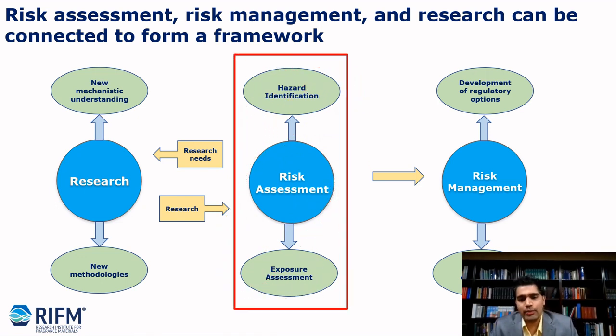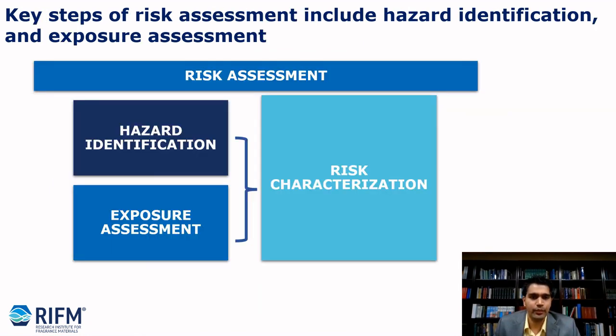As this presentation is mostly about risk and hazard, for the rest of my presentation, I'll be focusing on the middle portion highlighted in red, which is hazard identification and exposure assessment. So the key steps of risk assessment include hazard identification and exposure assessment. As mentioned earlier, hazard identification is basically trying to identify cause and effect relationship. Another part of risk assessment is exposure assessment, and one of its primary objectives is to determine the source, type, magnitude, and duration of contact of the chemical of interest.